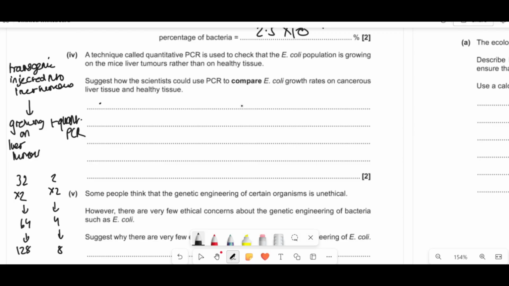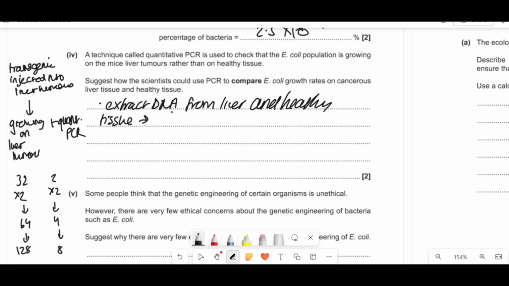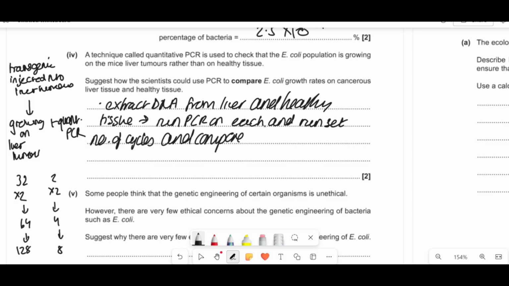So we actually have to talk about the steps, though, because we've only just got tissue. So what we need to do first is extract the DNA from liver and healthy tissue. Then you would compare. So you'd run PCR on each and run a set number of cycles and compare how much DNA is present in each. Because if they're the same at the start, if there was 2 and 2, you would expect eventually after 1 and 2 cycles, you would expect there to be 8, right? Whereas if there's 32 at the start, can you see at the end, there's 128 versus 8, so there must have been more to begin with in the liver, so there must have been more growth, if that makes sense.